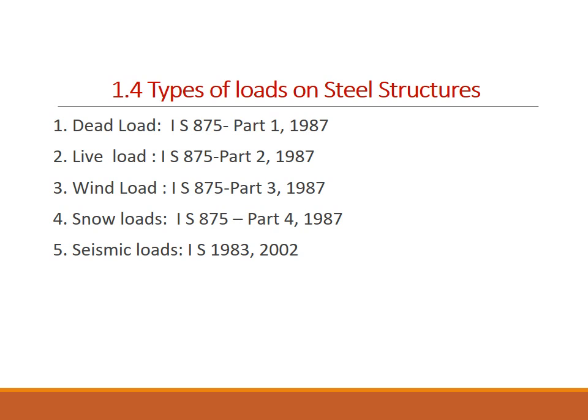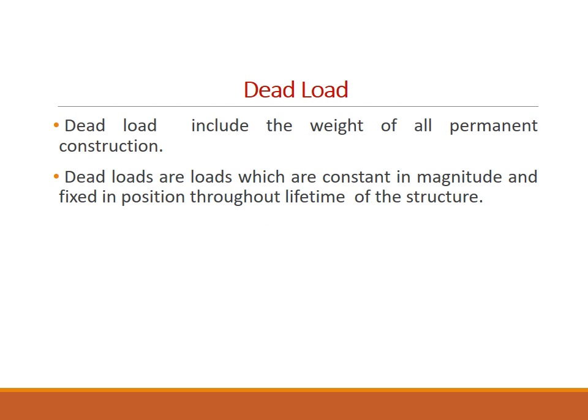Dead load is given in IS 875 part 1. Live load is given in IS 875 part 2. Wind load, IS 875 part 3. Snow load, IS 875 part 4. Seismic load, IS 1893 2002. Dead loads are examples of gravity loads. These are the permanent loads and act vertically downwards.